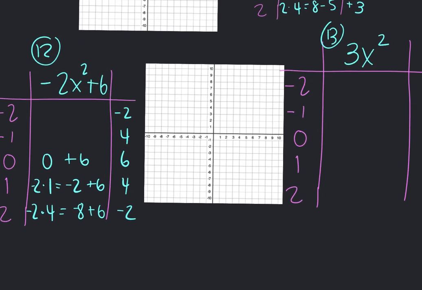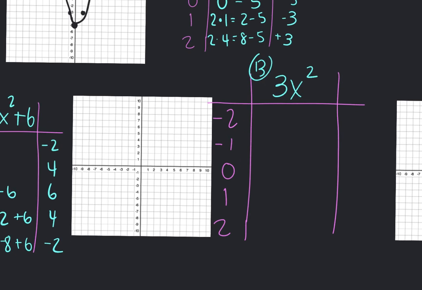All right, question 13. 0 times 3 is just 3. 1 times 1 times 3. No, this last one's wrong. 0 times anything is 0 because those can't be the same. All right, and then 2 times 2 is 4 times 3. Oh no, that's going to go off my graph. And this will match and this will match.